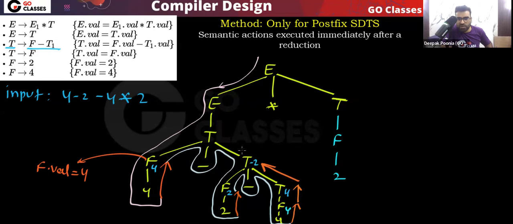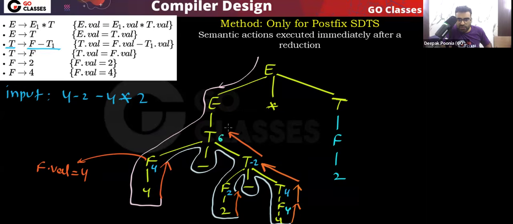Then we got another reduction. Here again, f minus t is reducing to t. Immediately after this reduction, the corresponding semantic action we will execute. This t.val, t is the head. So remember, this t.val will be equal to f.val minus t1.val. f.val is 4, minus t1.val that is minus 2. 4 minus minus 2. So this t.val will become 6.